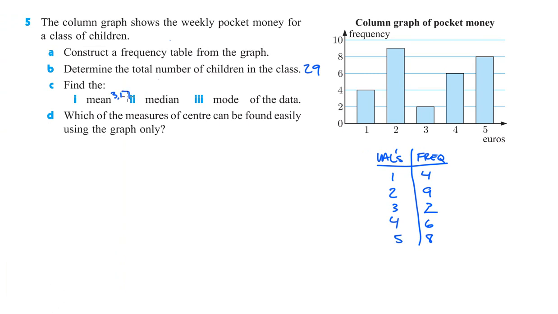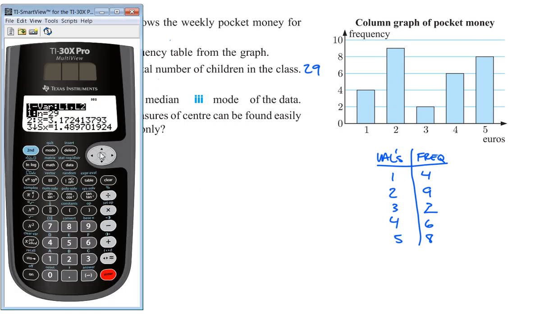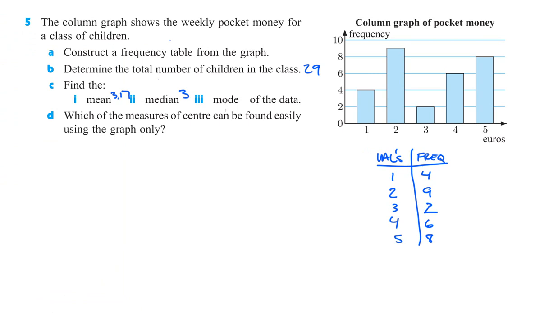Okay, and then the median is going to be the middle number, which it tells us on here. If we scroll down, so the median is 3. Okay, and the mode of the data is the one that happens most often, which is going to be 2, because that happens 9 times. 5 is close, but that only happens 8 times.